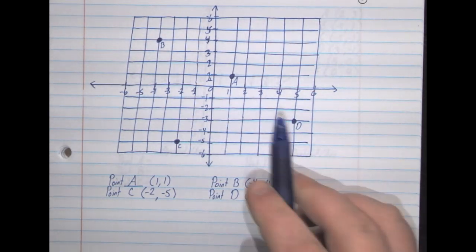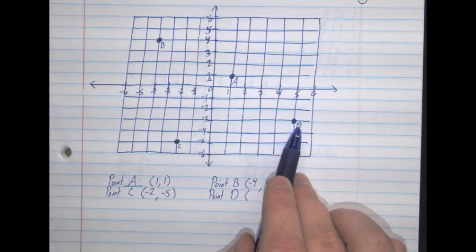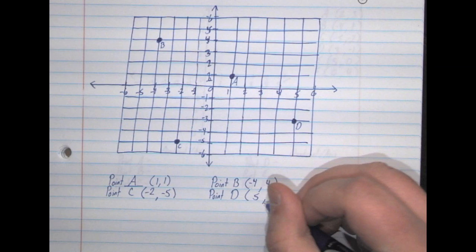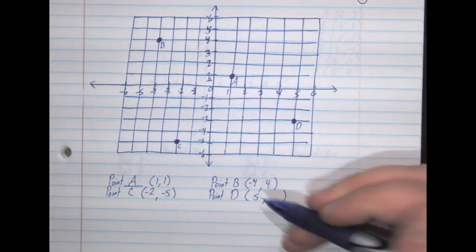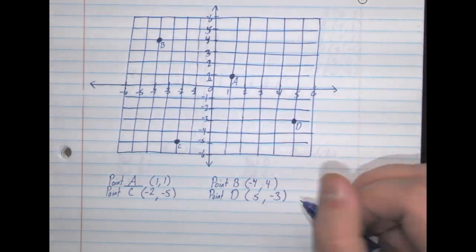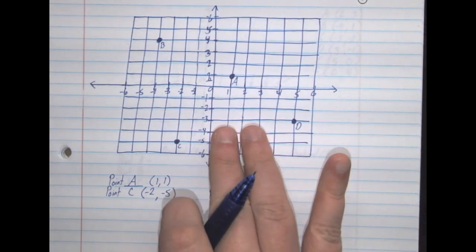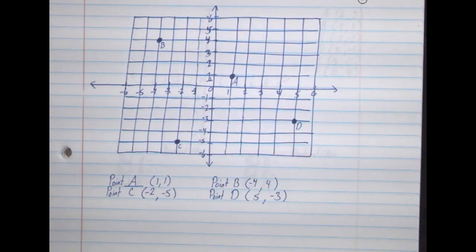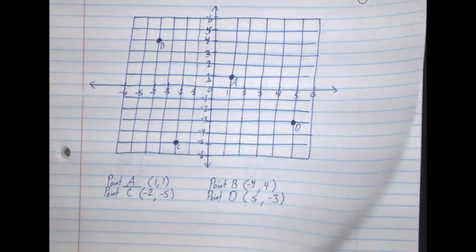Point D, remember, start out with your x. 0 goes over to 5, so that is going to be our x value. Now we're going to go down. -3 is going to be our y because we went down 3. So, like I said, this thing is miserably ugly, but hopefully there's enough information here for you guys to at least see what's going on there. And then your Khan Academy assignment should look something like this too.